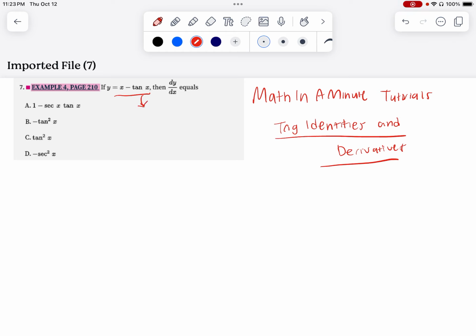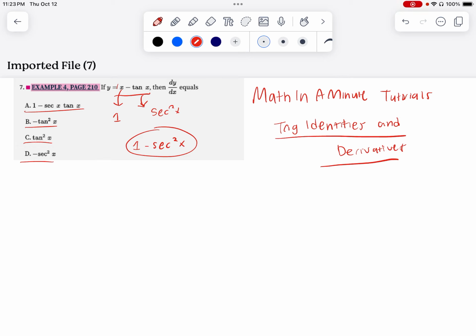the derivative of tangent is secant squared x, and that the derivative of a single variable is just the coefficient in front of it. So in this case, it would be 1. So the derivative of this seems simple in that it is 1 minus secant squared x. But if you look at all these answer choices, none of them match the answer I got here.